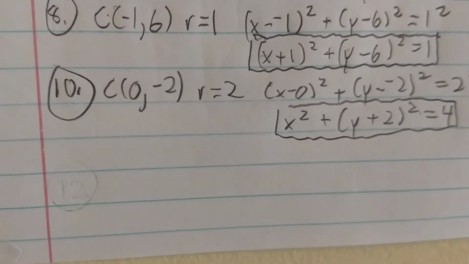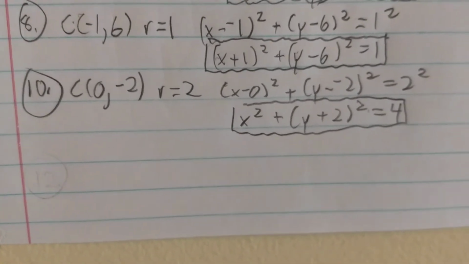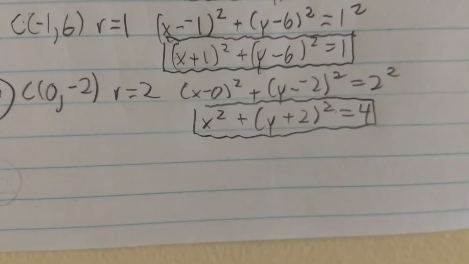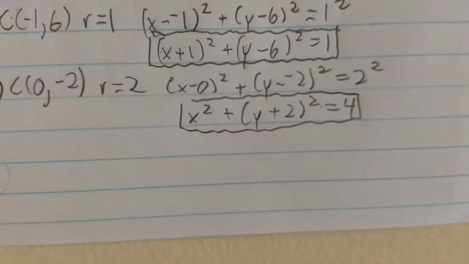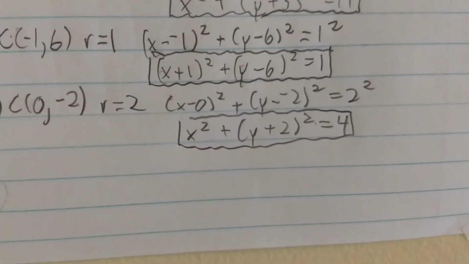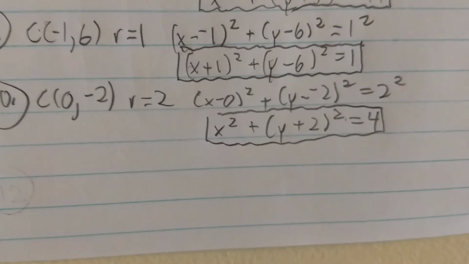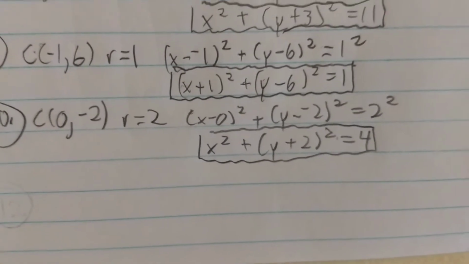Now for 10, again doing the same things. The center of the circle is (0, negative 2). R is 2, so x minus 0 squared just leaves us with x squared. But the y part of the center is negative 2, so y minus negative 2 makes it (y plus 2) squared, and 2 squared equals 4.